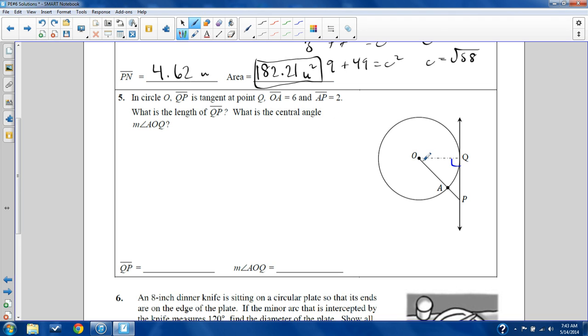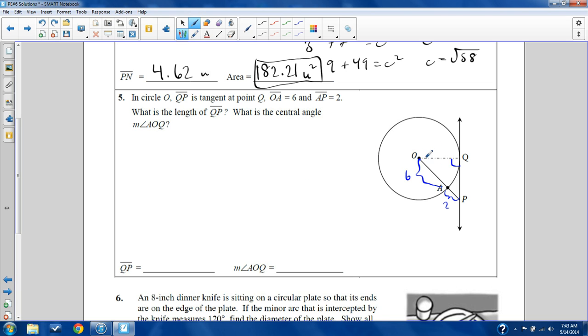OA equals 6. So they tell you this length right here is 6. They tell you this length right here, AP, is 2. They say, what is the length of PQ? What is the central angle measure of angle AOQ? Something right here, something right here, we're going to have to use trigonometry. Good practice here. Hopefully you all watch this video.